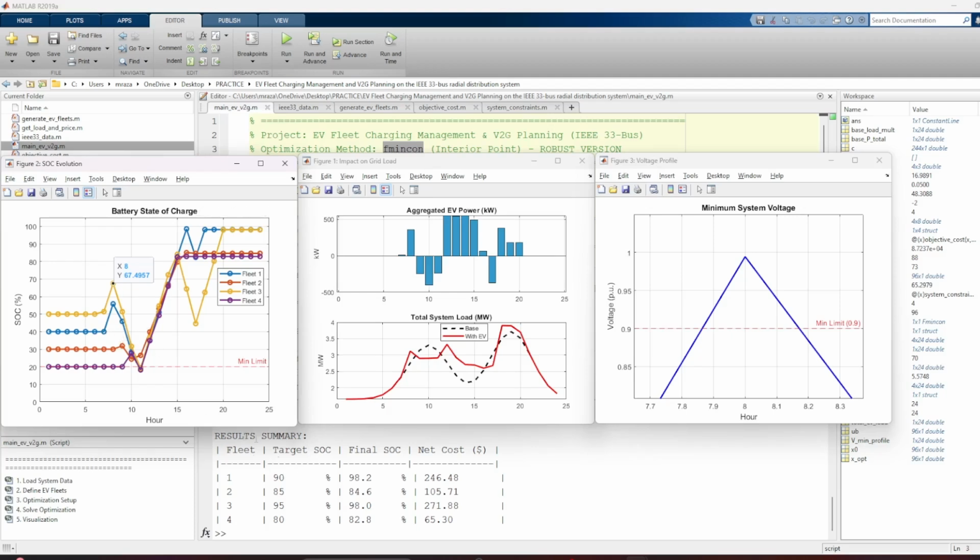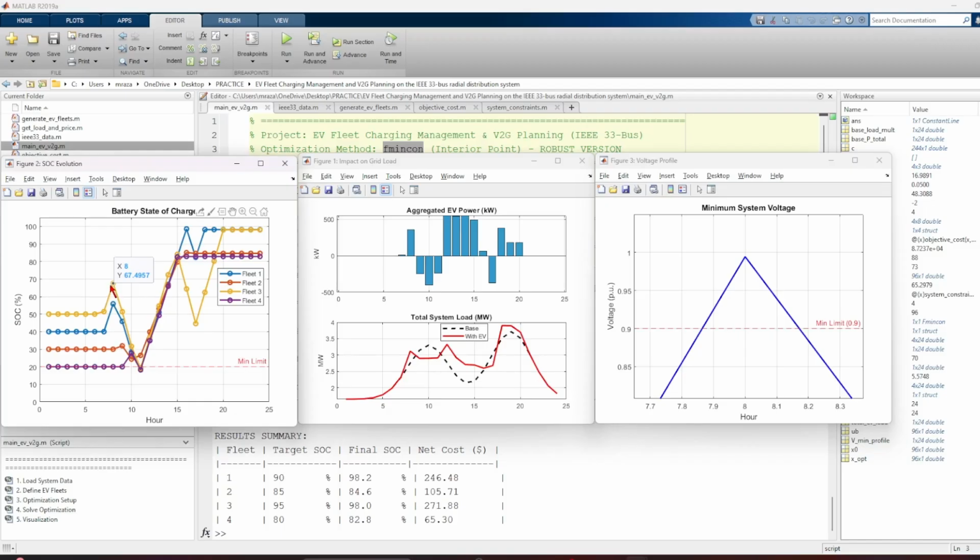Here in the result summary, you can see the target SOC for each fleet is mentioned, and the final SOC is shown right over here. So let me explain through figure number 2, which is the SOC evolution. As I explained earlier, here we have the four fleets. Here the yellow line represents the third fleet.